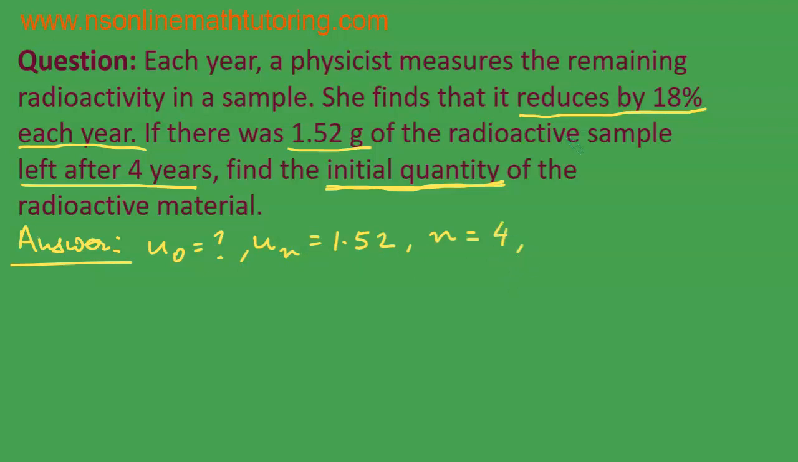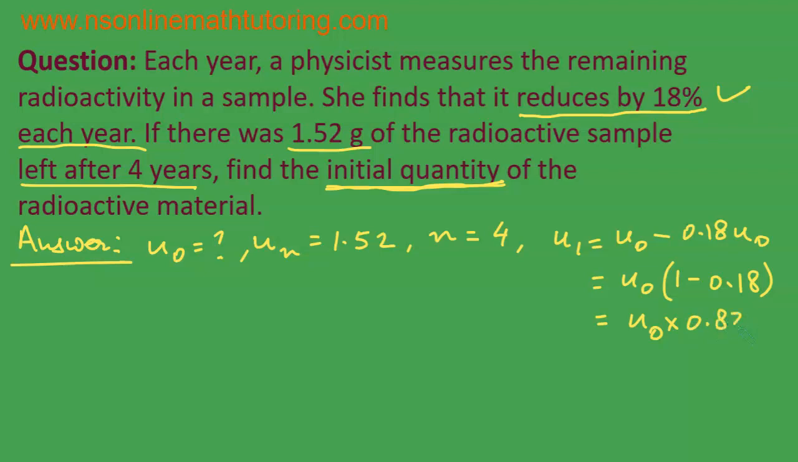Now let us come to the value of R. Here they are saying that it is getting reduced by 18% every year. So what will be the value of R? Suppose we have taken U0 as the initial quantity. So what will be U1? U1 will be equal to U0 minus 18%, which is 0.18 times U0. So this is equal to U0 times (1 minus 0.18), which is equal to U0 times 0.82.